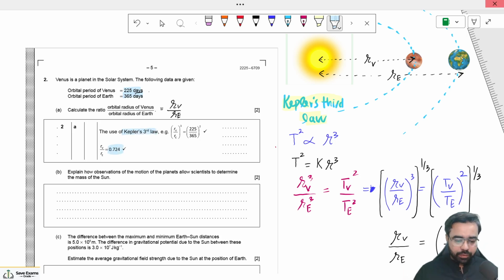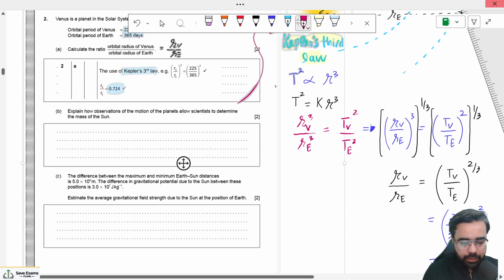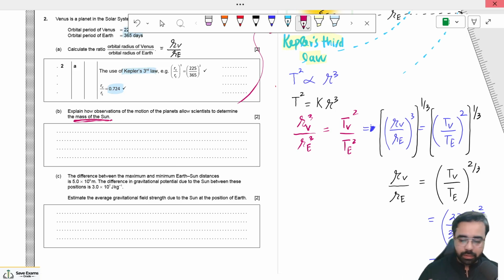Okay, now let's move to the next question. Explain how observations of motion of planets allow scientists to determine the mass of the Sun. As I have already explained, Kepler's laws of motion basically represent planetary motion. They talk about the orbital shape of the planet, the relation of the time period to orbital distance, and the area swept by the planet. But here, how can we find out the mass of the Sun? We can find it out qualitatively as well as quantitatively.